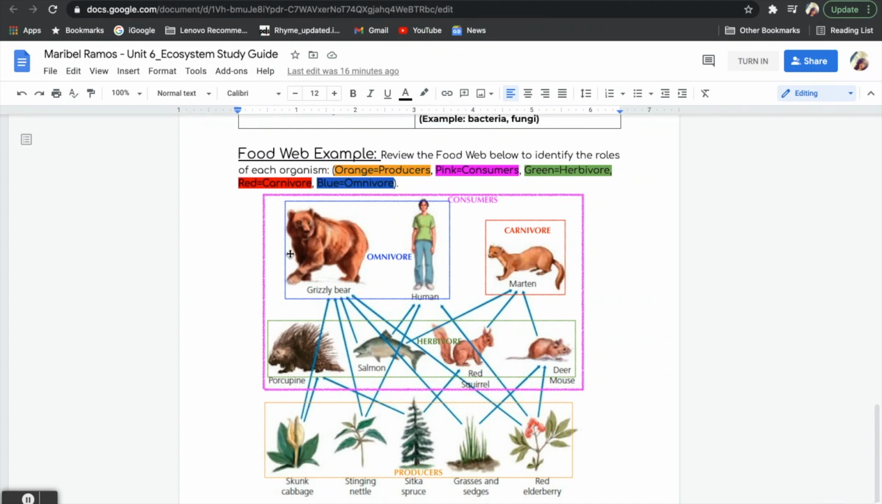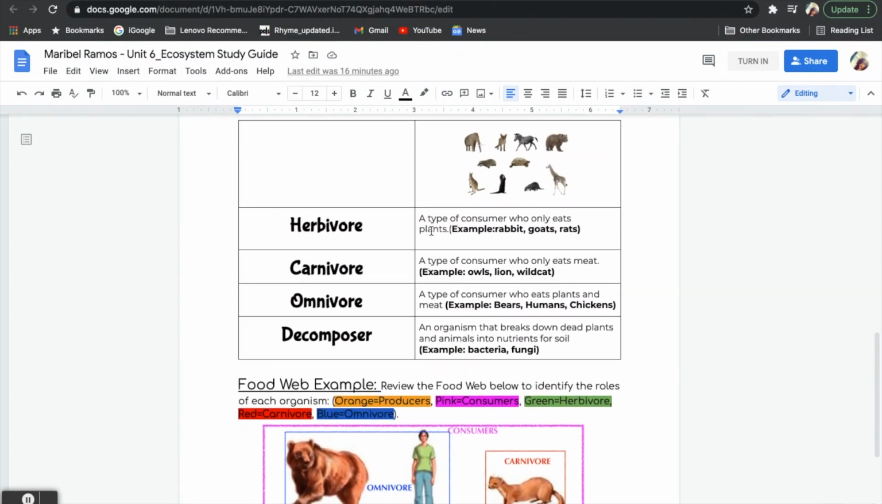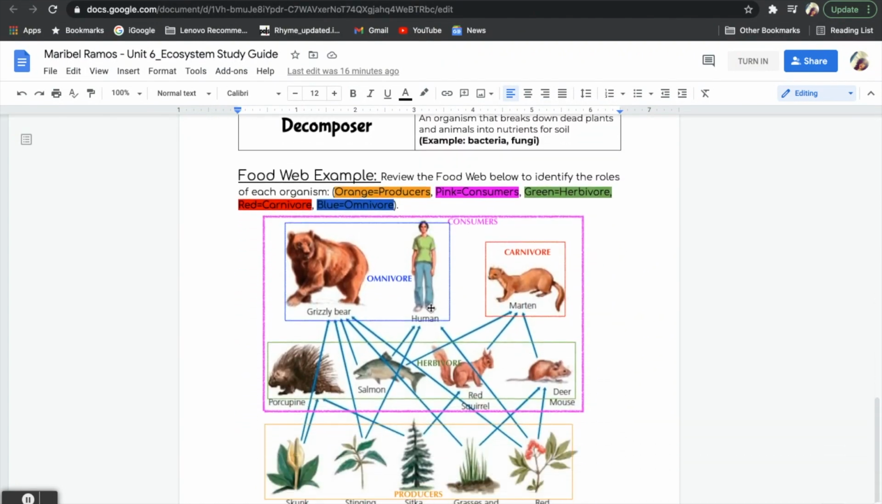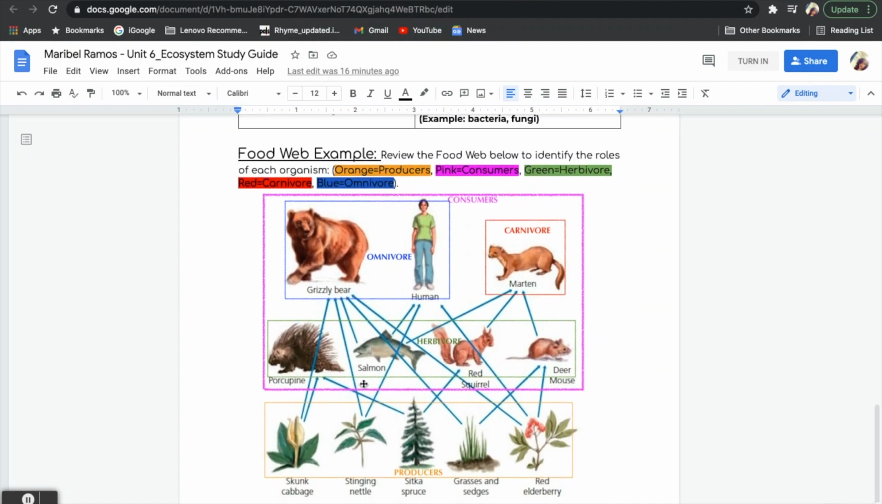Then on our blue box, we have omnivores. Omnivores, like bears and humans, can either eat meat or plants for energy. I want you guys to review the vocabulary words and also take a close look at this food web so that you can know the different role that each organism plays and how they get their energy in their ecosystem.